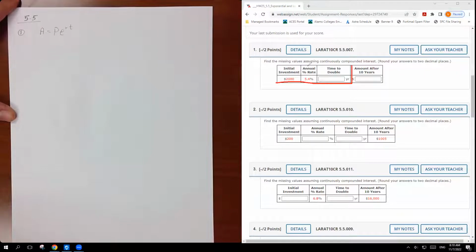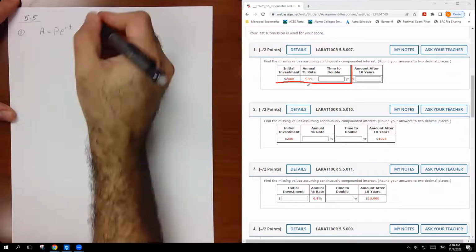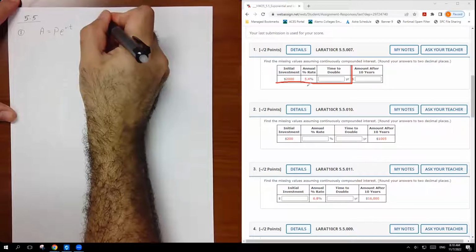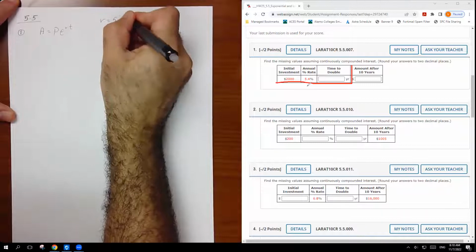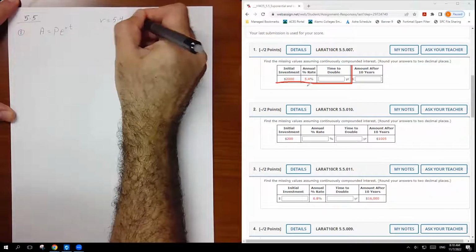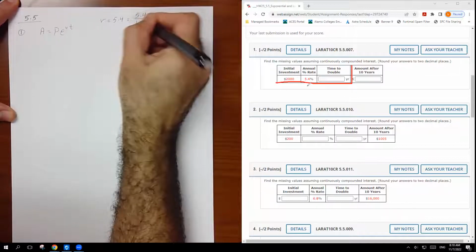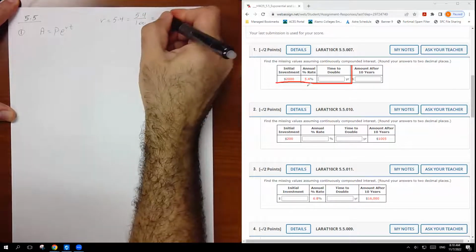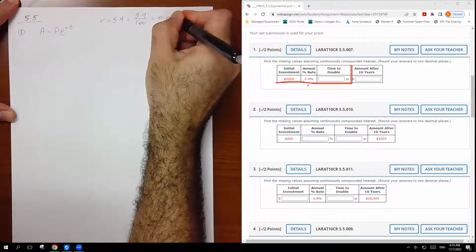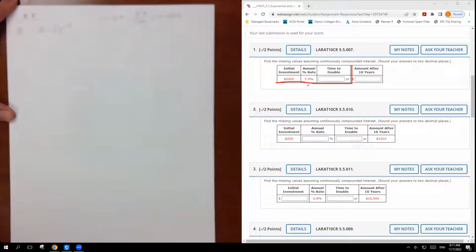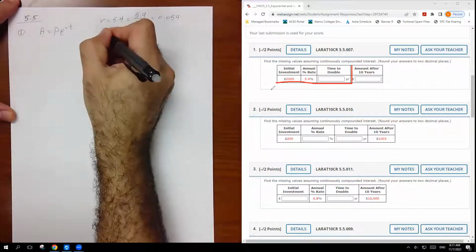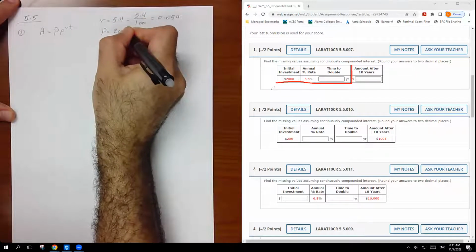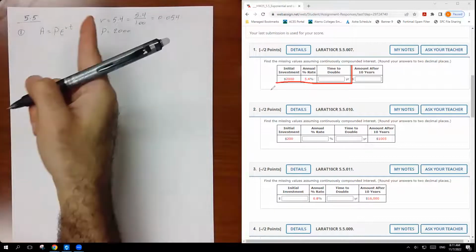I have initial invest, I have annual rate. Annual rate, that means r is equal to 5.4, which is equal to 5.4 divided by 100. And then this one is going to be equal to 0.054. And I have time. They didn't tell you the time. So now here is the information I have. I have P equal 2000, which is the invest. And I have rate.